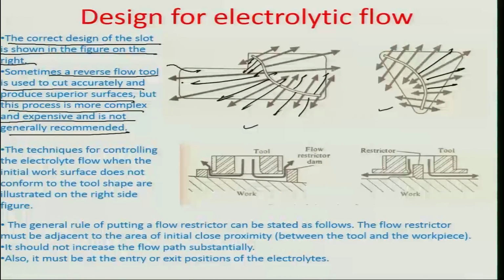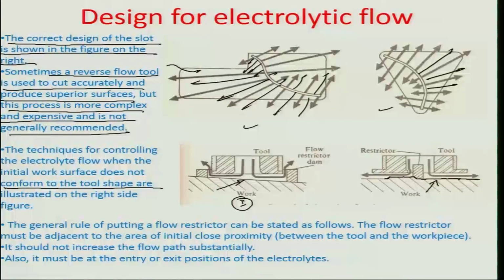So the techniques for controlling the electrolyte flow when the initial work surface does not conform to the tool surface are illustrated here. If this is case 1, for example, where you can see that it's an inclined surface on which ECM machining is being done, and similarly in the case 2 right here you could see again the surface is not very smooth. There is a sort of a boss coming out of the whole surface. It is not a flat surface. So in either of the cases, as the tool does not conform to the surface, there are going to be obviously different field values between the tool and the workpiece electrode.